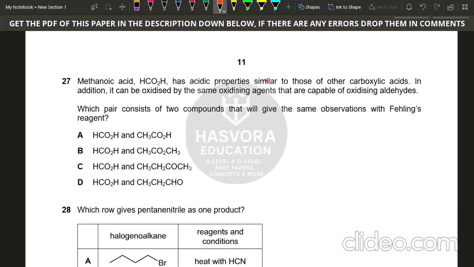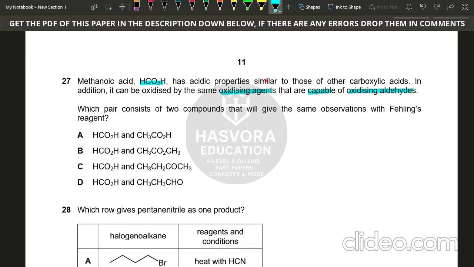So methanoic acid HCO2H has acidic properties similar to those of carboxylic acid. In addition, it can be oxidized by the same oxidizing agents that are capable of oxidizing aldehydes. Now, in your AS syllabus, you have studied that the carboxylic acid cannot be further oxidized, but in your A2, when you study, you will know that methanoic acid and ethanedioic acid are the only two acids that can be oxidized further. Okay, so now they have just given you the information, and based on this information you have to just conclude.